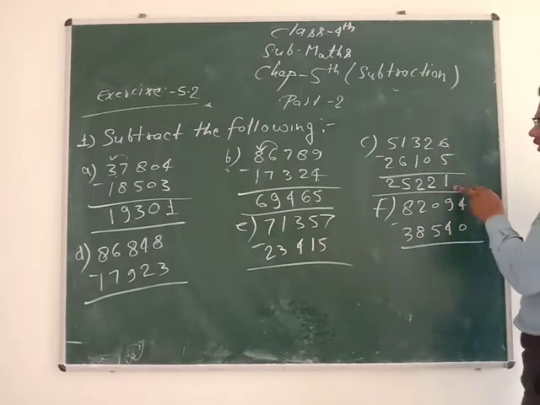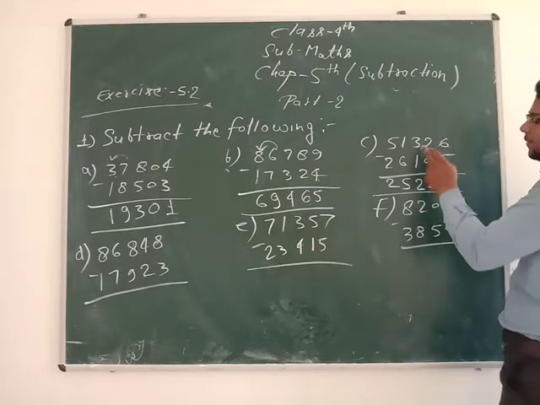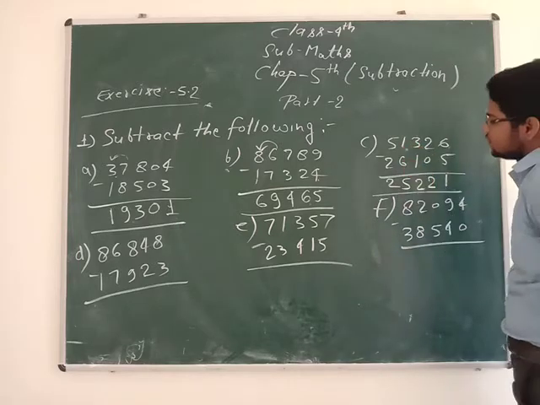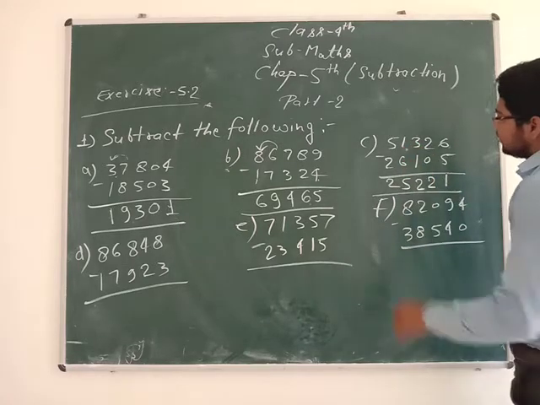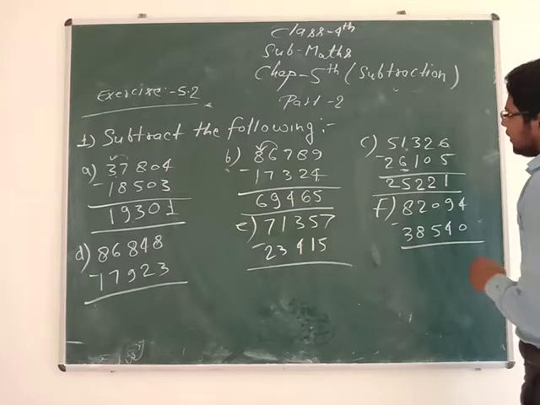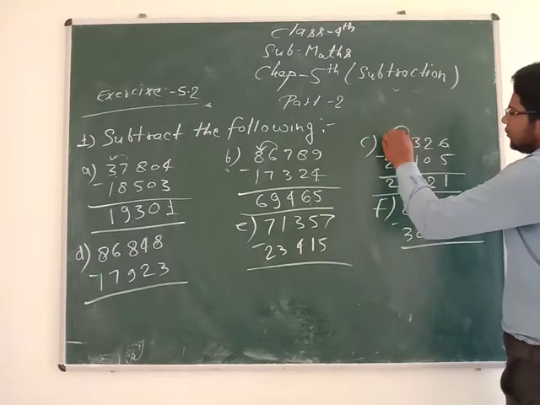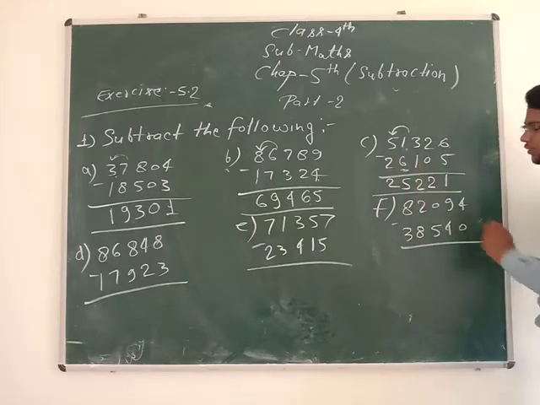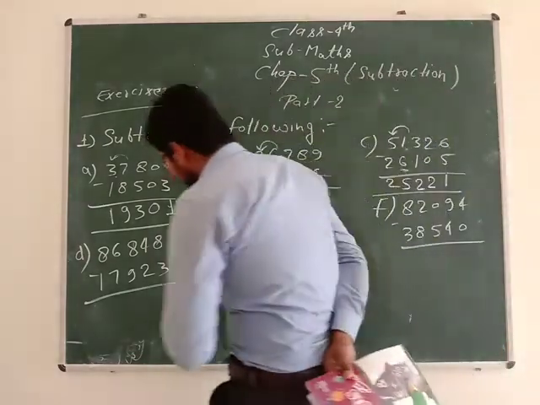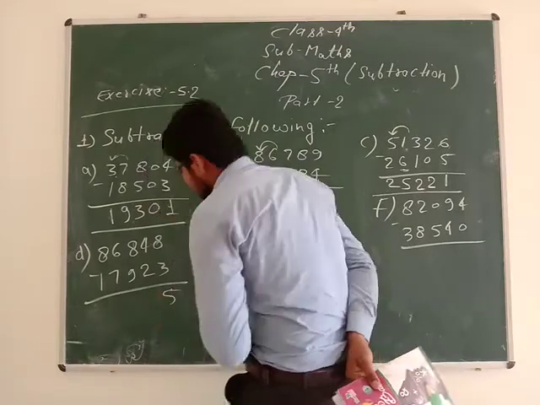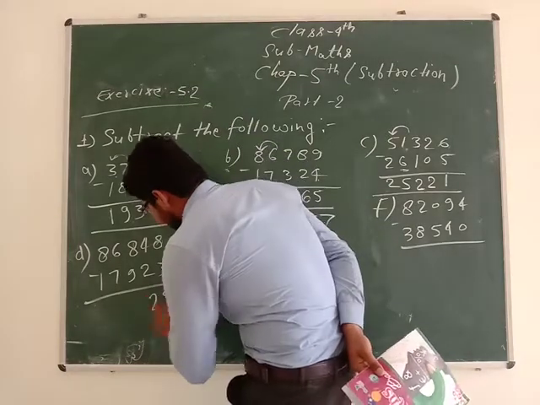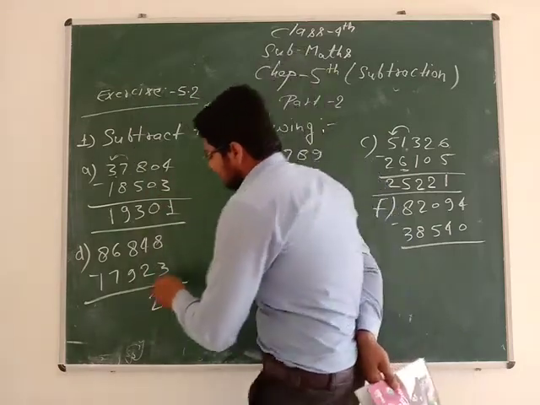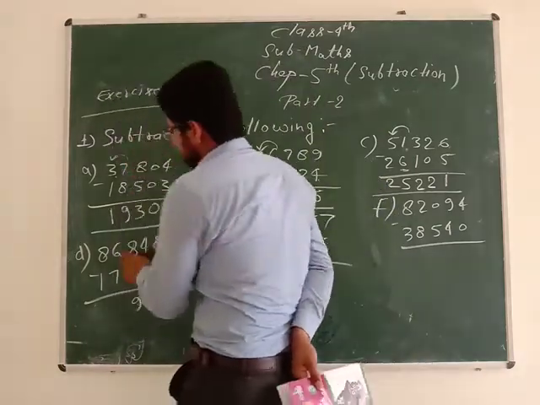6 minus 5, 1. 2 minus 0, 2. 3 minus 1, 2. And 1 is less than 6, and it is impossible to subtract. So we got borrow from 5 and now it is 11. 11 minus 6 is 5 and 4 minus 2 is 2. 8 minus 3, 5. 4 minus 2 is 2. 8 is less than 9, so 18 minus 9, 9. It is now 5.